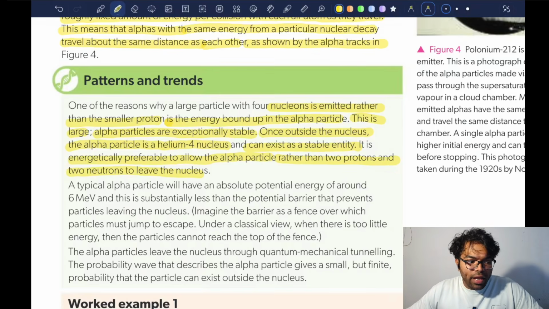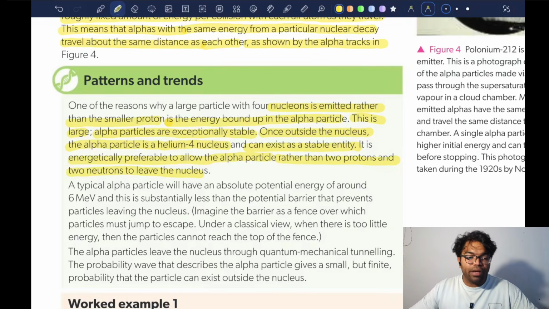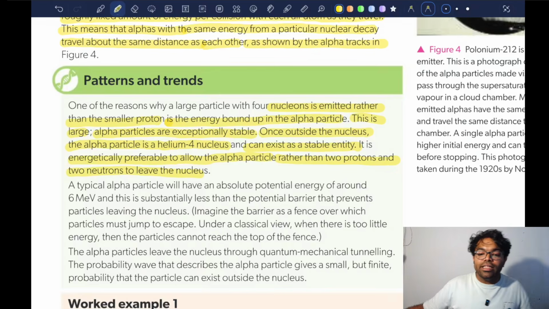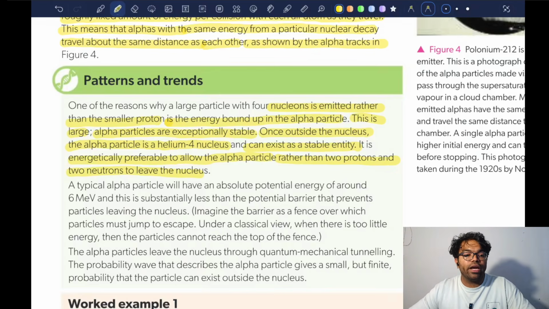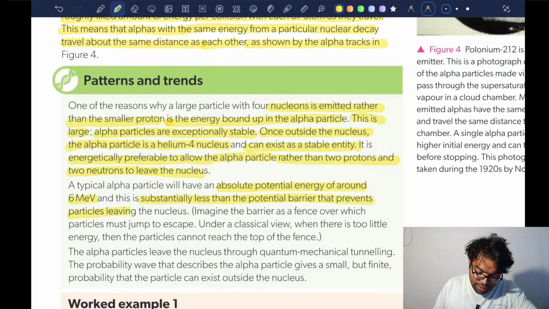When it is much more energy efficient, since the alpha particles are big enough, they can take out more unstable energy from the nucleus as compared to four individual nucleons. They have the ability to carry more unstable energy than four individual nucleons put together. Now, an alpha particle will have an absolute potential energy of around 6 mega electron volts, and this is substantially less than the potential energy barrier that prevents particles leaving the nucleus.